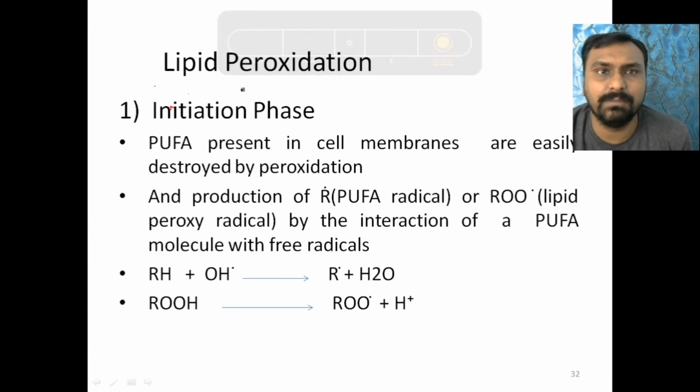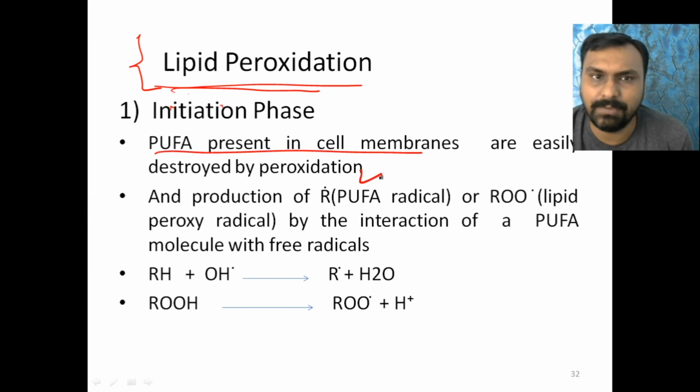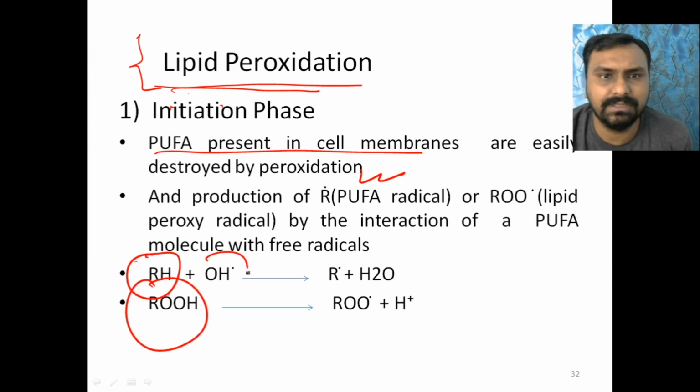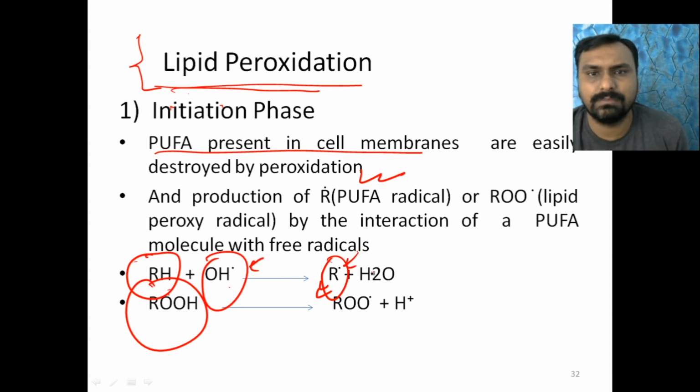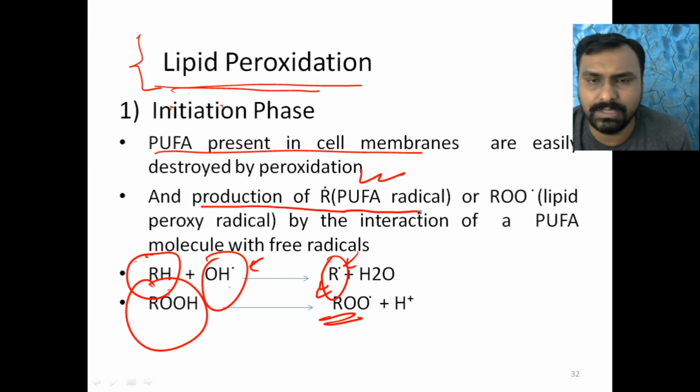As we know, lipid is a very important part of our cell membrane. So it can cause lipid peroxidation. Polyunsaturated fatty acids that are present in the cell membrane are easily destroyed by peroxidation. In the first step, these lipids react with the free radical and generate a radical, like RH plus OH. So there is the initiation step where there is the production of a polyunsaturated fatty acid radical, or lipid peroxide radical.